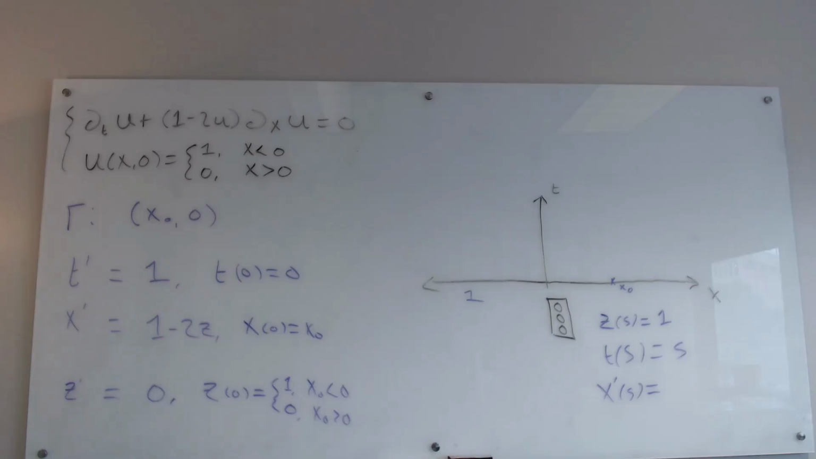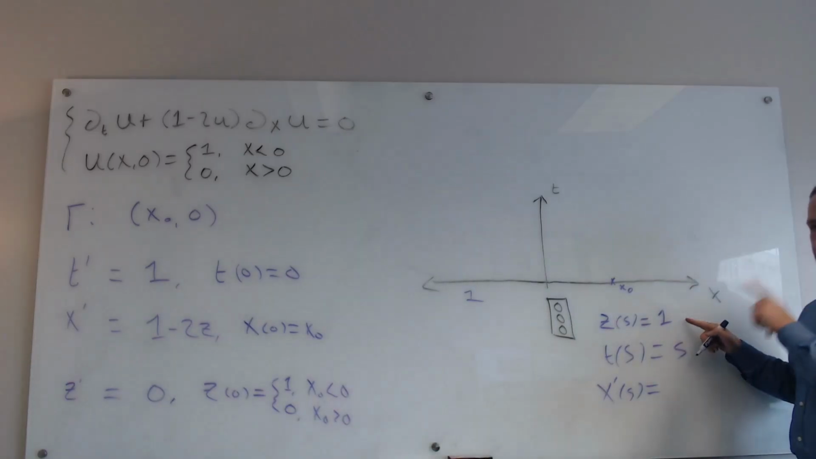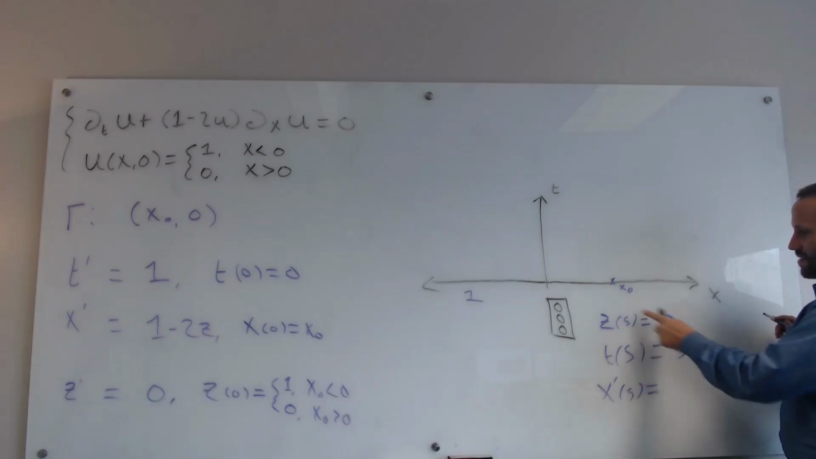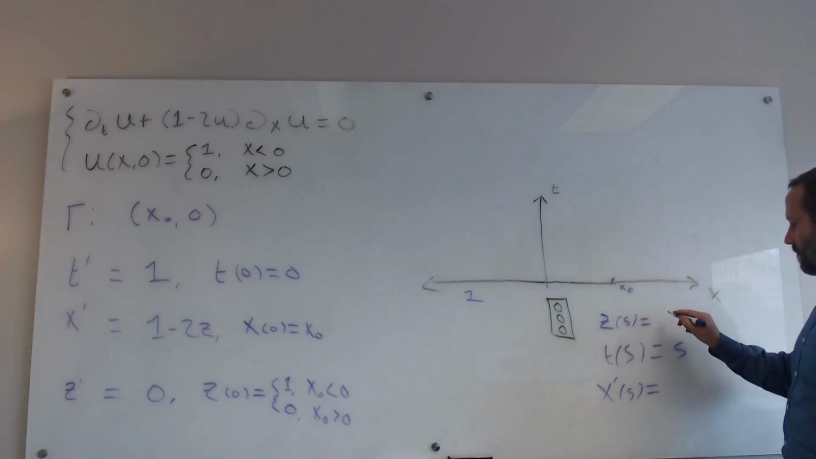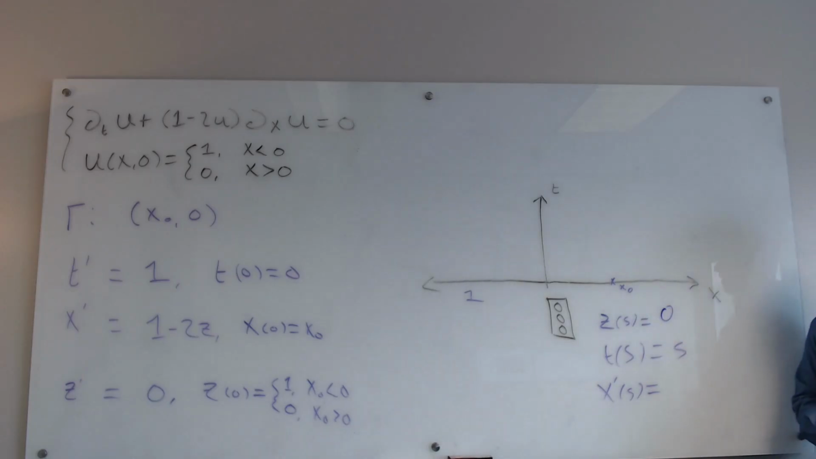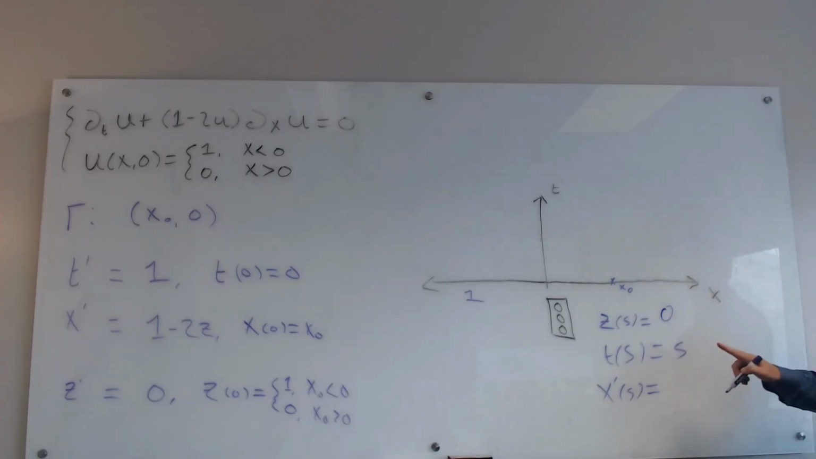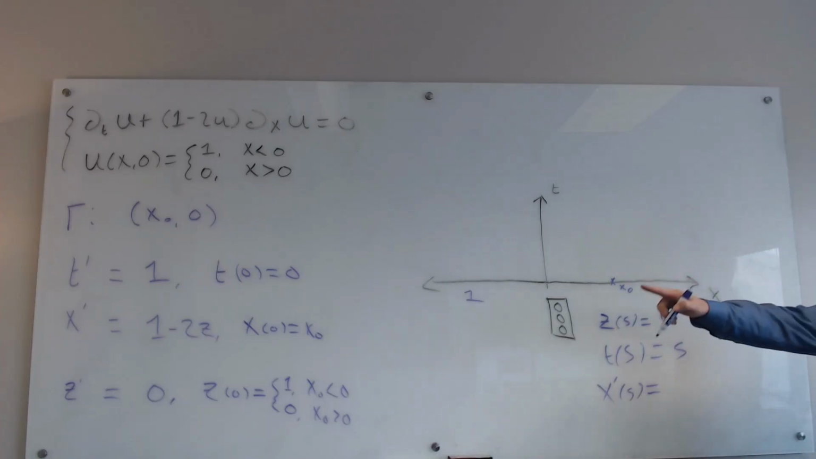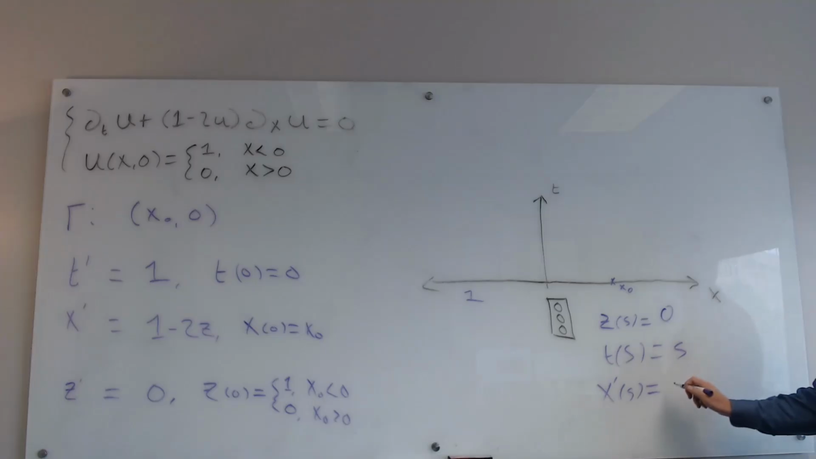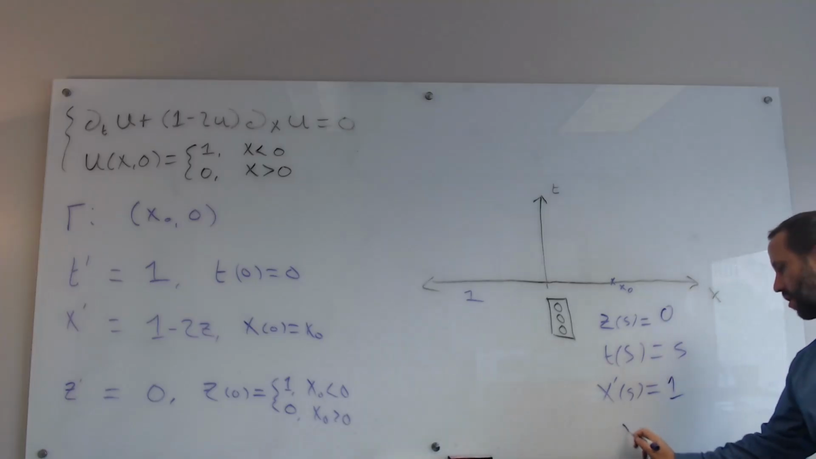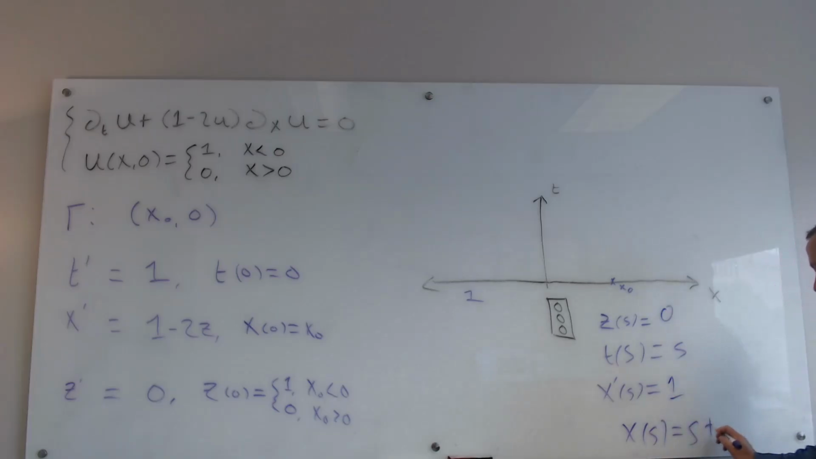Oh, sorry. I made a mistake. This is z of s is equal to 0 over here. Sorry. Z of s is equal to 0 over there. X prime of s is going to be equal to 1 minus 2 times 0, which is just 1. And so x of s is going to be equal to s plus x naught.